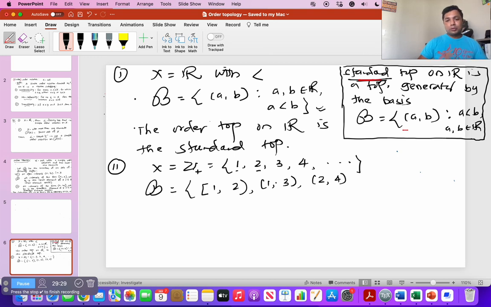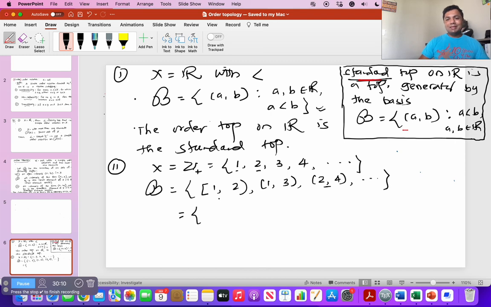If you take this open interval in the set of positive integers, obviously 2 is going to be here, and if you take the next open interval in the set of positive integers, 3 is going to be here, and so on. So this is going to be our collection. The next one is going to be 3, 5, and so on, which will contain 4. So now this collection is the basis in the definition of our order topology.